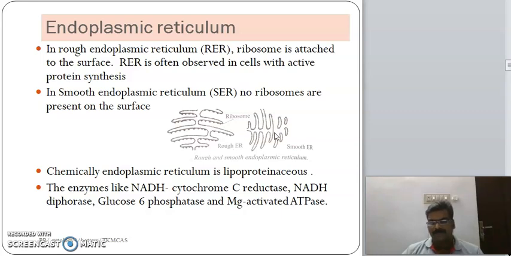on the surface. And chemically, the endoplasmic reticulum is made up of lipids and proteins, or the membrane itself is made up of lipids and proteins, and hence it is called a lipoproteinaceous membrane. Enzymes like NADH cytochrome C reductase, NADH diphosphorase, glucose 6-phosphatase, and Mg-activated ATPase are seen within the endoplasmic reticulum.